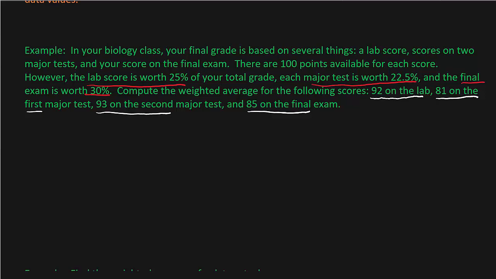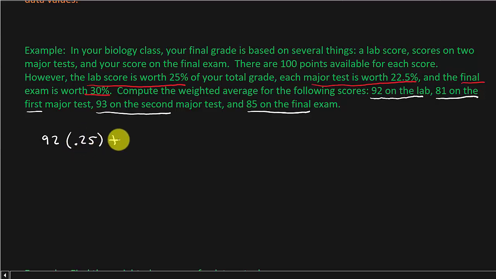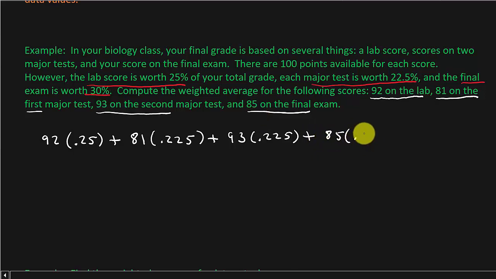All right, so for the lab score, 92 on the lab, so that's 92 times, and it's worth 25%, 0.25, plus, and then we made an 81 on the first test, and that's worth 22.5%, 0.225, plus, and then a 93 on the second test, so that's 93 times 0.225, plus, and then the final, we made an 85, so that's 85 times, and that's 30%, 0.3.